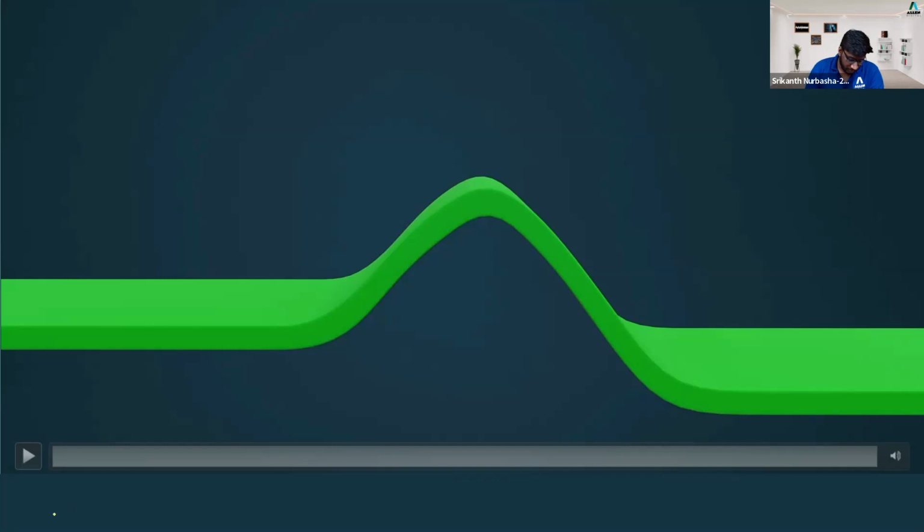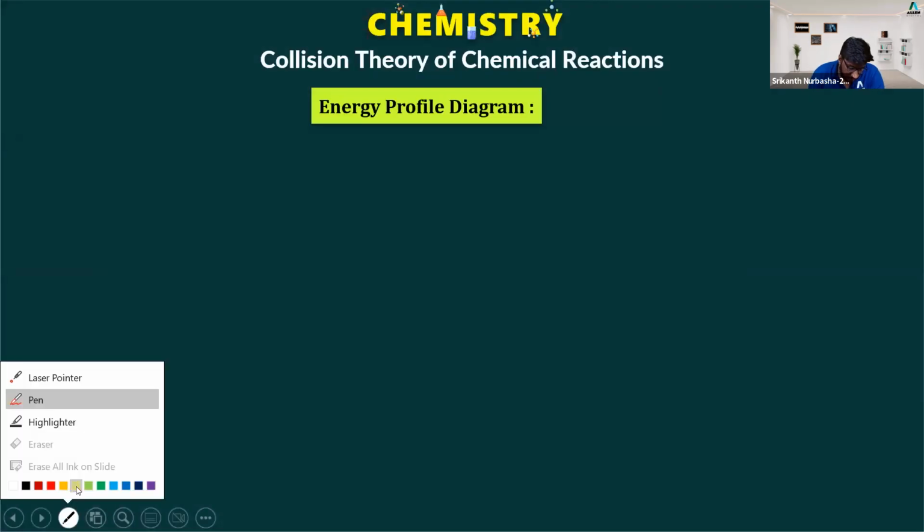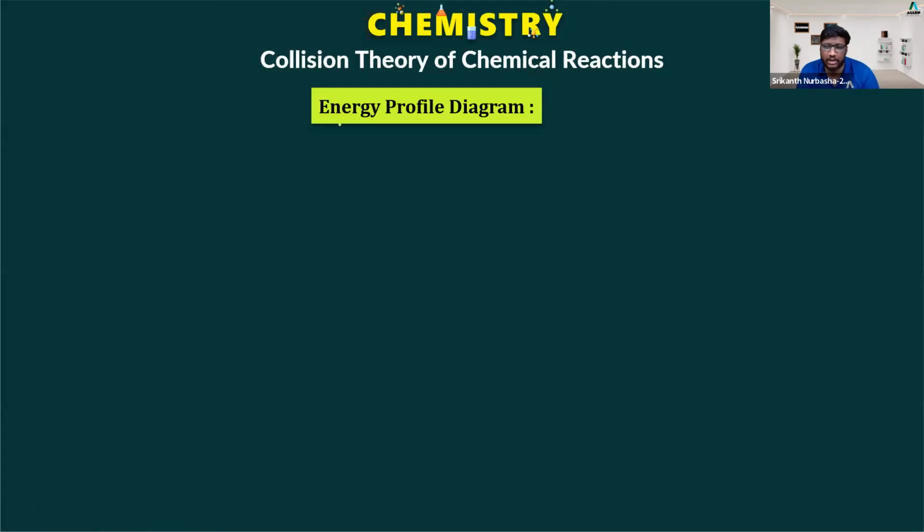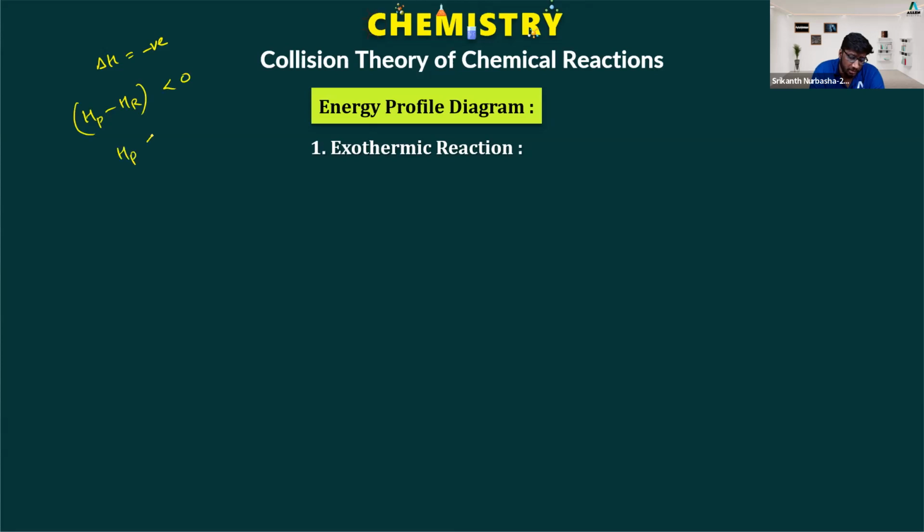So let us now study the same activation energy as well as threshold energy with the help of energy profile diagram for both exothermic as well as endothermic cases. First, let us consider exothermic reaction. Exothermic reaction means what? Delta H is negative. That means energy is released. That is enthalpy of product minus enthalpy of reactant, that is less than 0. So enthalpy of product is less than enthalpy of reactant. This is the first point.